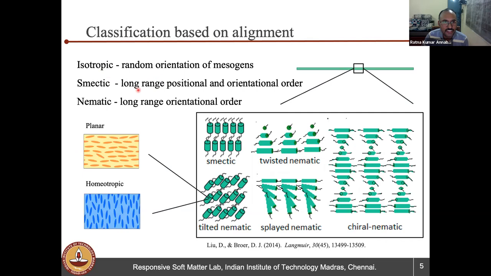The first one is isotropic. That means these mesogens do not have any specific orientation, so they are randomly arranged. Smectic systems have long range positional as well as orientational order. The other class is nematic systems, where they have long range orientational order, but there is no positional order. That is how they are broadly classified, and we are going to talk mostly about these nematic systems in today's talk.